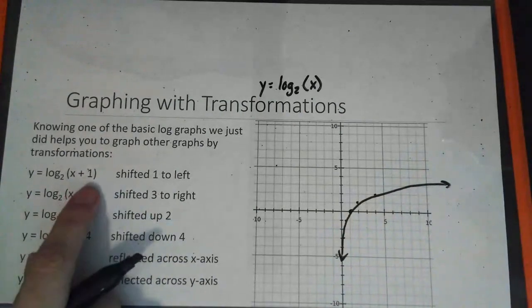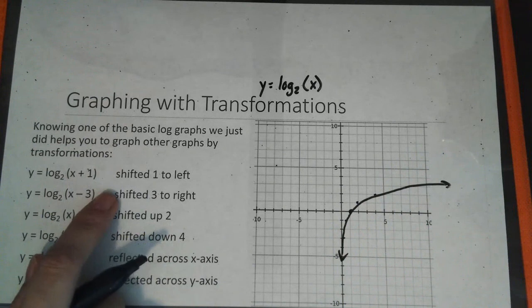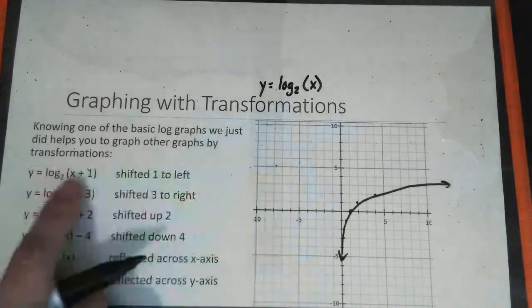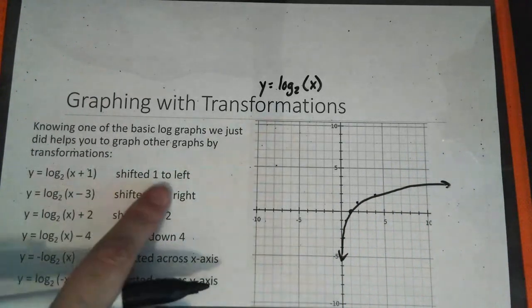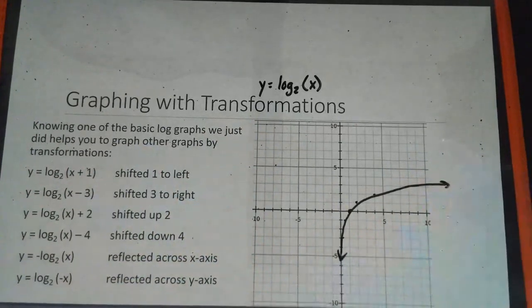If we want to add a 1 to the x, that means we're going to be moving in the x direction. And if we're moving in the x direction, everything's backwards of what you would think. So instead of moving in the positive 1 x direction, we're going to go in the negative 1 x direction. So if we add a 1 to the x, we're going to shift 1 to the left. We could take this entire graph, shift it to the left 1 unit.